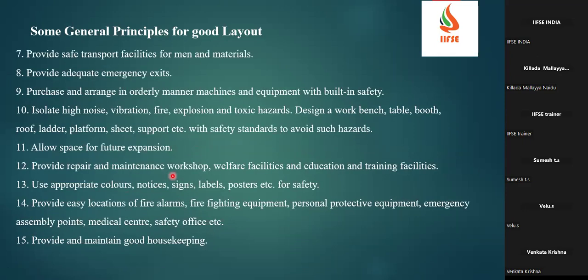Then provide safe transport facilities for men and material. So how can it be transported? Maybe some of the companies have a huge area. They used to have battery trucks for the transportation. So for men and material, we have many things like trolleys or forklifts or battery pallets, then trucks and conveyors, etc. And provide adequate emergency exits.